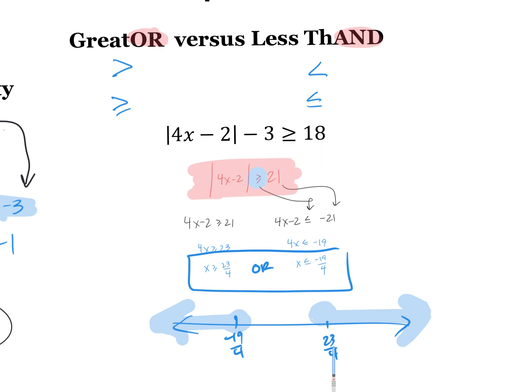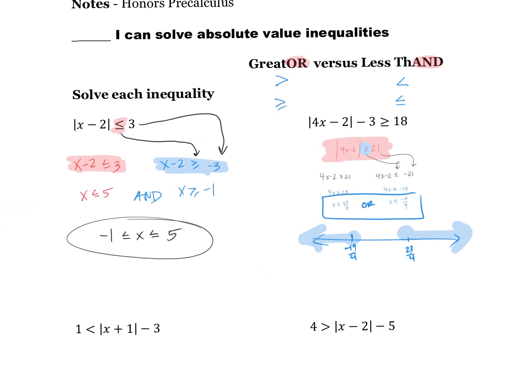Yes. What if I chose something bigger than 23 fourths? And if you're like, I don't know what that is, choose something huge. 100. You know what I mean? Let's choose 100. What's 4 times 100? 400 minus 2. 398, absolute value is still 398. 398 minus 3, will that be bigger than 18? Yes. So an or is saying that there could be 2 different regions that make this a true statement. And means there's only one little region. It's got to be bigger than that, but smaller than that. One little region in between. Sound good? Aight. Let's keep going.